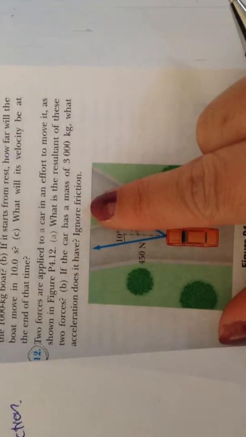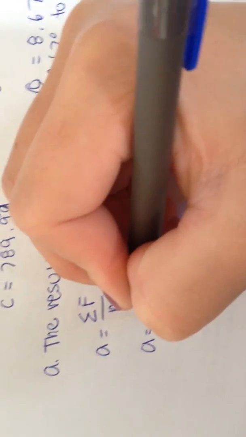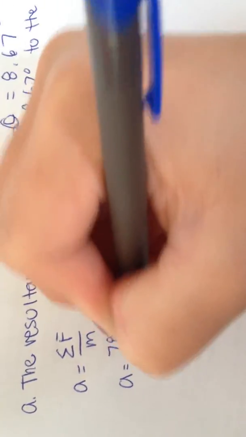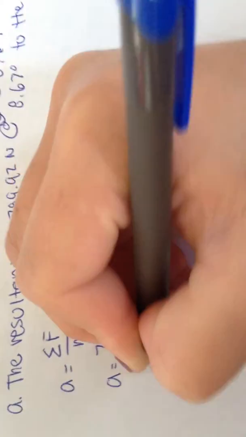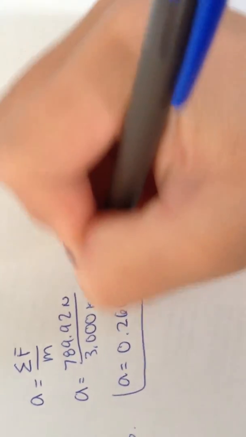And then part B: if the car has a mass of 3,000 kilograms, what acceleration does it have? That's the same, you use your formula, and I just moved it around to find the acceleration. So your forces divided by your mass, which is given. So then, for part B, this is your acceleration.